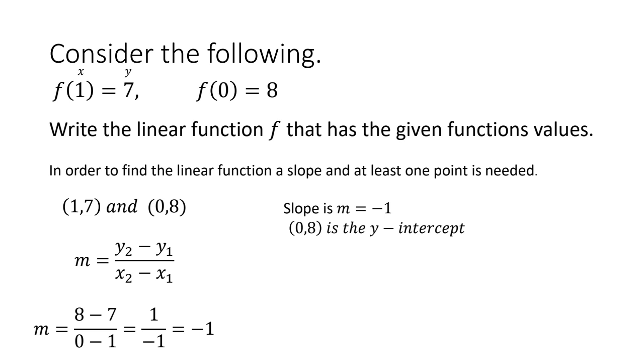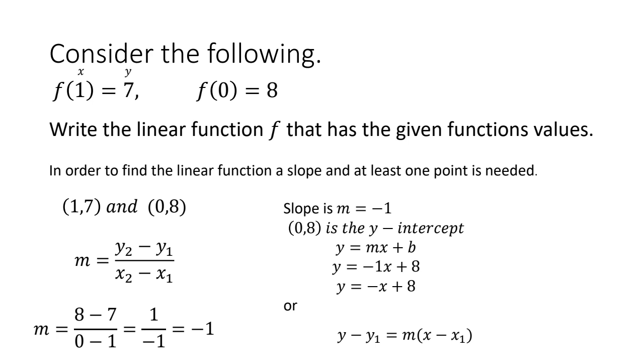So with this information, I can write my equation using slope-intercept form, which is y equals mx plus b. Again, I replace the values that I know. M refers to my slope, which is negative 1. B refers to my y-intercept, which is a positive 8. And my answer is y equals negative x plus 8.